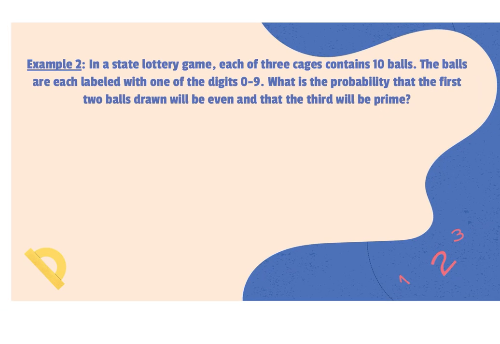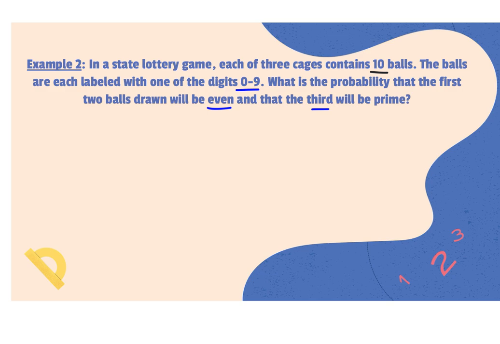Okay, so in a state lottery game, each of the 3 cages contains 10 balls. Whatever I draw on the first one has no impact on the second or third one, so it's going to be independent. So you have to get 3 digits in a row. What's the probability that the first 2 balls drawn will be even and that the third ball will be prime?